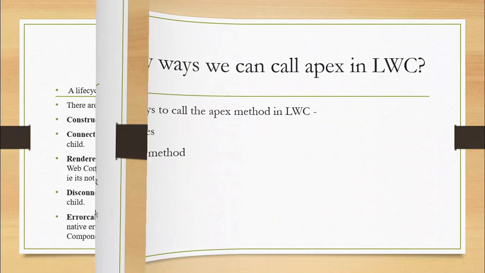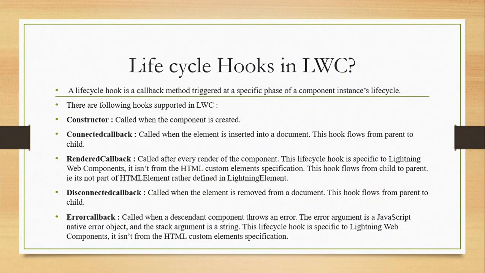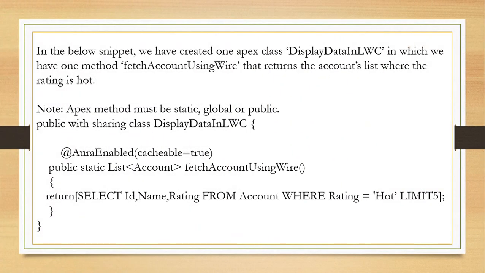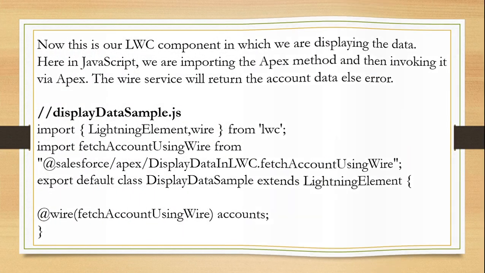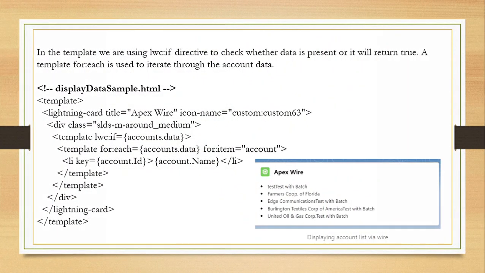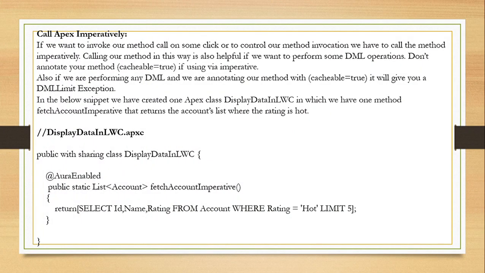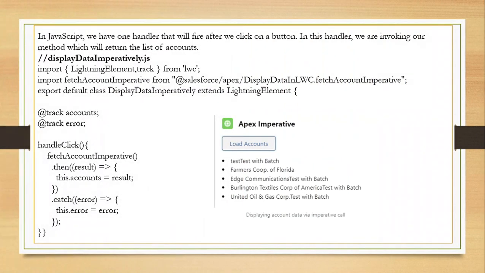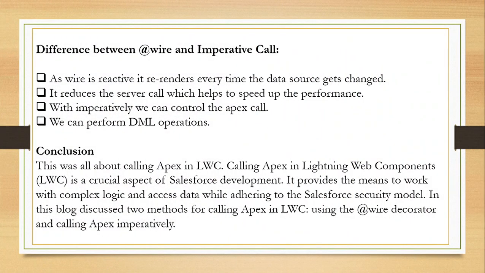Lifecycle hooks in LWC: constructor, connectedCallback, renderedCallback, disconnectedCallback, and errorCallback. These are the lifecycle hooks of your LWC. How many ways can we call an Apex? There are two ways: using wire service and the imperative method. Here is the example, you can refer to it. Call Apex imperatively: how do you call an Apex class imperatively? Here the example comes up.